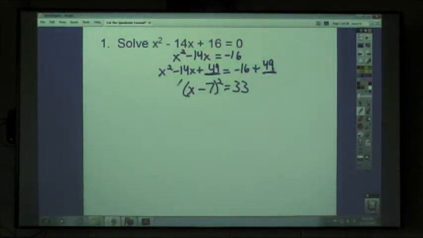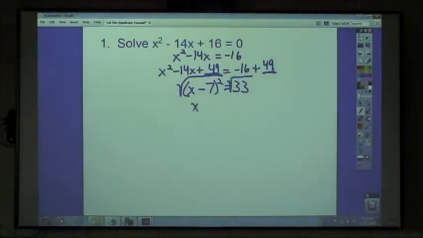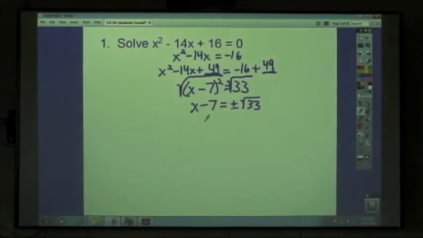So then you can solve this equation now by taking the square root on both sides. You get x minus 7 equals plus or minus the square root of 33. Then you take the negative 7 and you add it over to the other side. So it makes it positive 7 plus or minus the square root of 33. If you needed a decimal answer for that, you would just take out your calculator and get your decimal answer for that now.